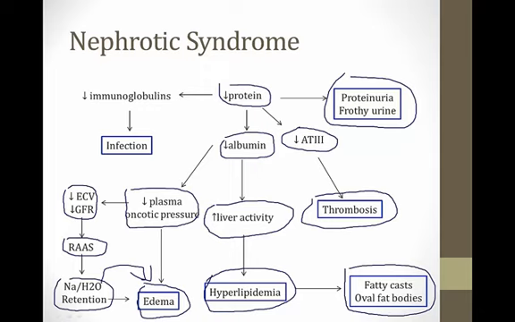And then lastly, other proteins that you lose in the urine are immunoglobulins, and this predisposes patients to infections. So some patients with nephrotic syndrome are at increased risk of infections. Make sure you understand this map and how all these things work together.